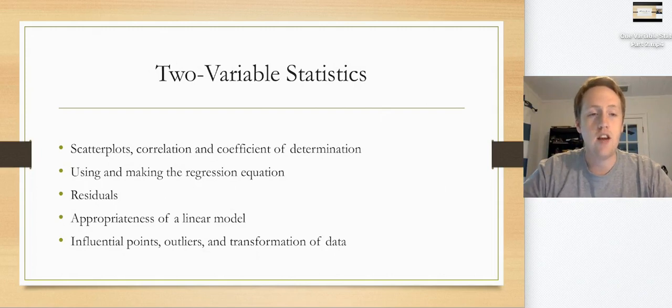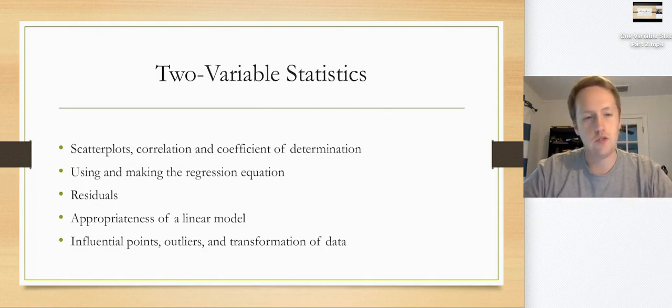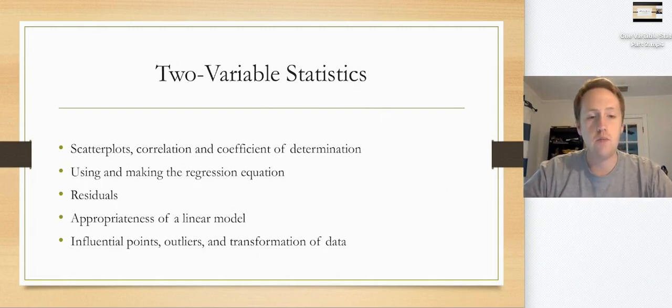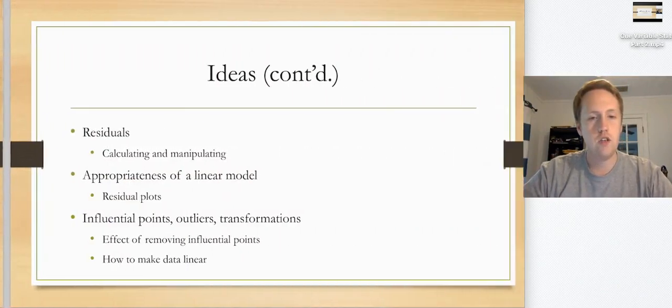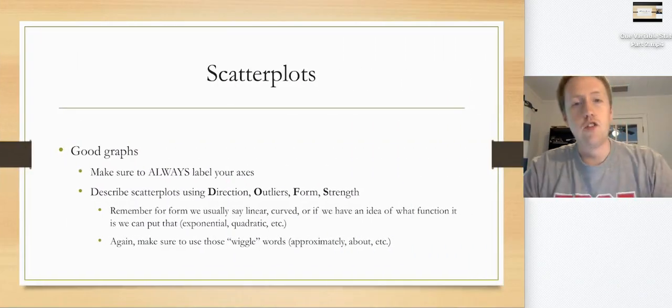Through that, we're going to talk about scatter plots, correlation, coefficient of determination, the regression equation, what a residual is, how to tell if a linear model is appropriate, and we're going to talk about influential points, outliers, and transformations. This slide gives you a little bit more detail on those ideas. Scatter plots, how to make a good graph, how to estimate correlation, etc. Using and making the regression equation, and then some more ideas that we're going to get through between this video and the next. So let's just get right into it.